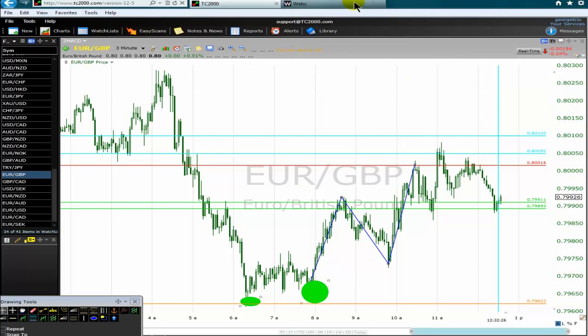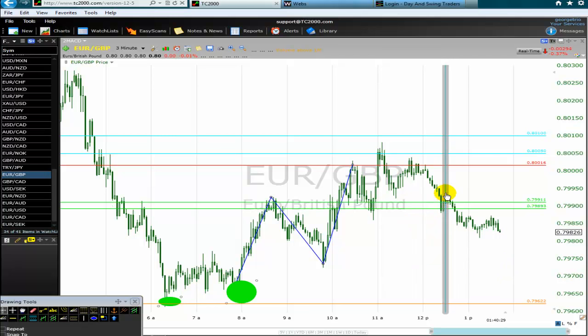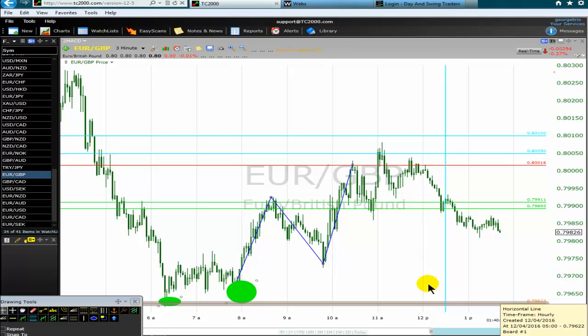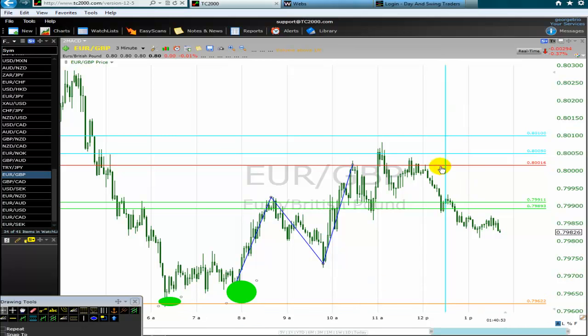Okay, traders, just to update you about what's happening here. We paused the video here on a 3-minute time frame, and you can see that it went down and it went up, and we are expecting it to continue to roll down. Hopefully we'll reach the target level at 7962. It has been a bit of a slow move down, because this is normal, talking about the characteristic of the Euro British pound, which is quite slow.